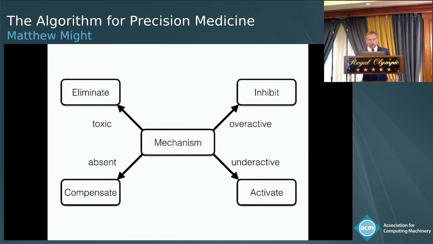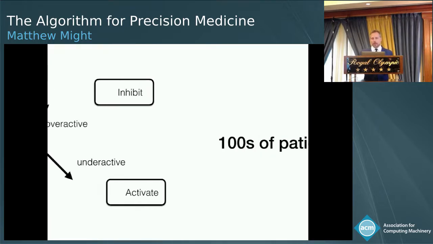So at the core of the algorithm is this one choice point, where we look at the core mechanism or mechanisms involved in the disease, and we ask: is it overactive, is it underactive, is it absent, or is it toxic? Then we'll try to inhibit it, activate it, compensate for it, or eliminate it, based on which direction we've gone. And we have a playbook behind each of these now.